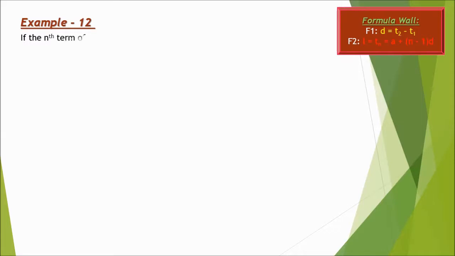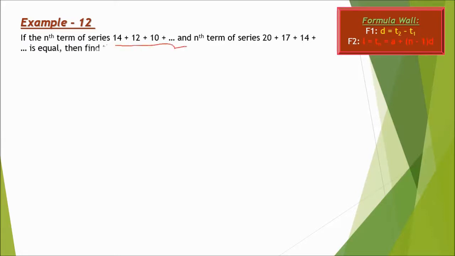If the nth term of a series and the nth term of another series, there are two series, and the nth terms of both series, according to the question, are equal, so we have to find the value of n. So let's find the nth term of this series first and then this series, then we can equate them because according to the question they are equal, and we can easily find the value of n.